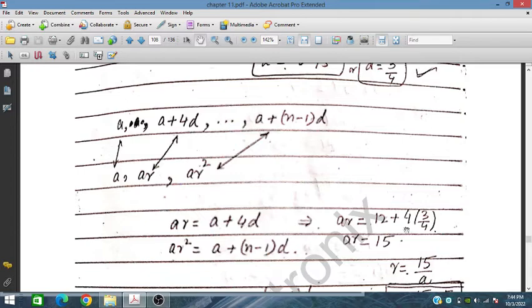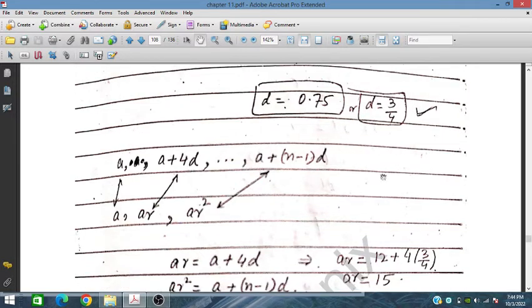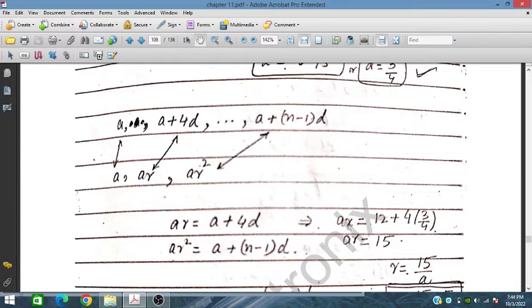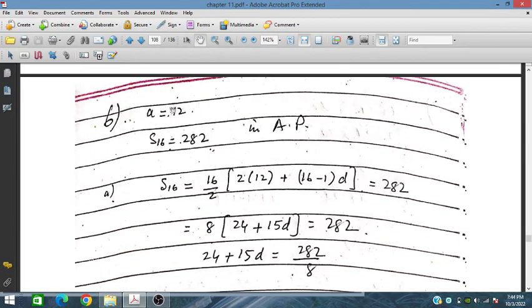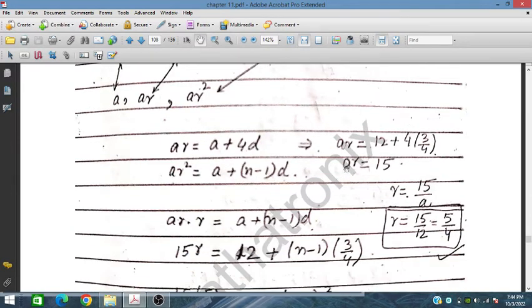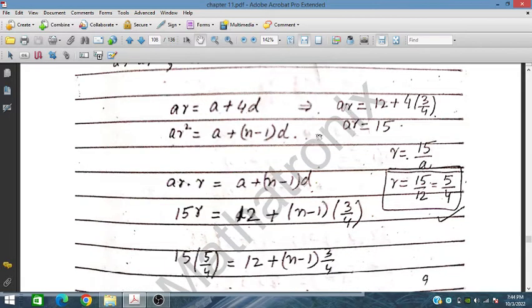For this problem we have obtained the value of d from the previous case, so we have placed the value of d here, and we have ar is equal to 15, and a is given as 12. So in place of a we write down 12. So 15 divided by 12 is equal to 5 upon 4. So the common ratio is obtained as 5 upon 4.